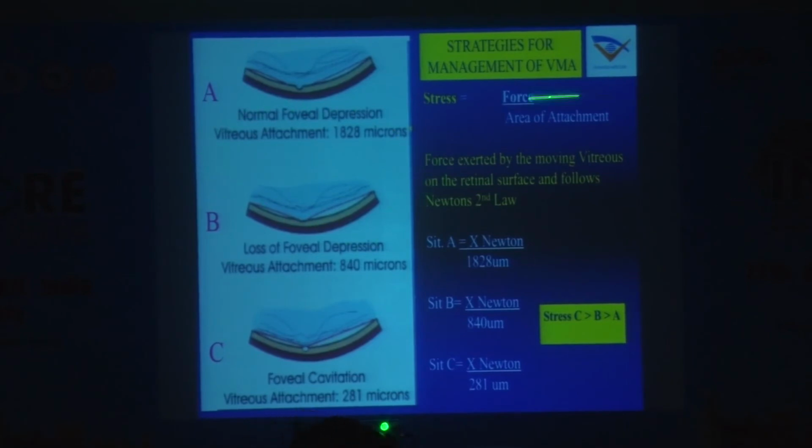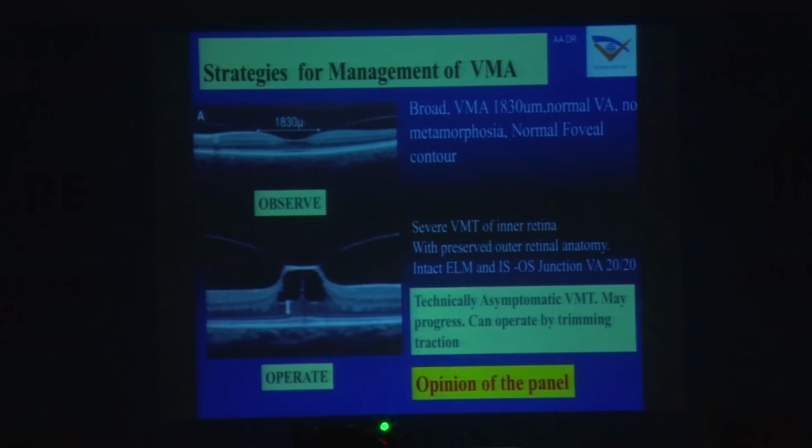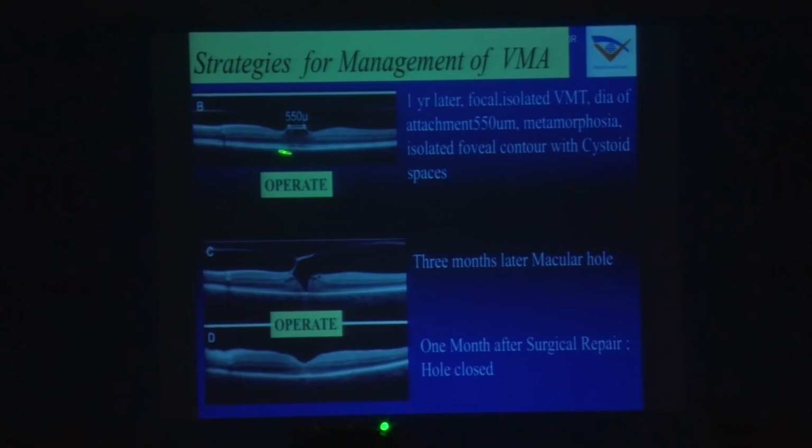This is how you calculate the force, that is, the stress exerted on the fovea. Depending on the area of attachment, you can calculate the stress. If you have a focal vitreomacular traction, the stress is the maximum. If you have a broad attachment with good visual acuity, you will observe. If you have an attachment like this, you could operate by cutting off here and settling this, or you could wait, because the vision in these patients may be better. But if you have an attachment like this, you will operate.